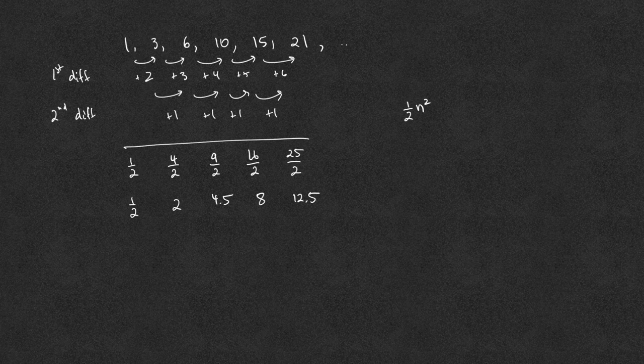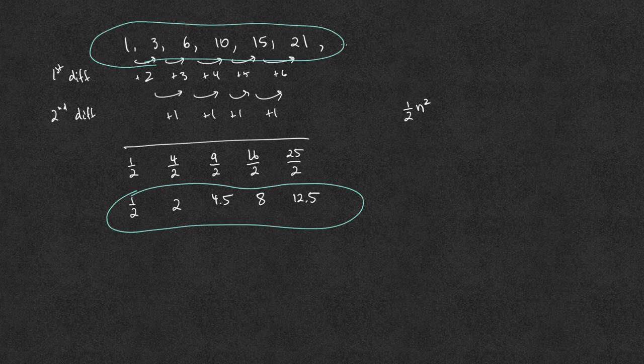We then find the difference between these coefficients and the given terms. The first difference, 1 minus 1/2, is 0.5. The next one, 3 minus 2, is 1. The next one, 6 minus 4.5, is 1.5. 10 minus 8 is 2. 15 minus 12.5 is 2.5, and so on. These are the numbers that we need to add to 1/2 n squared to get the original given terms.